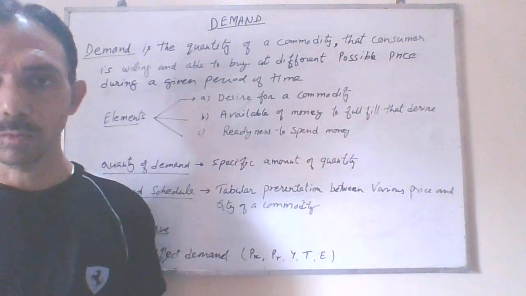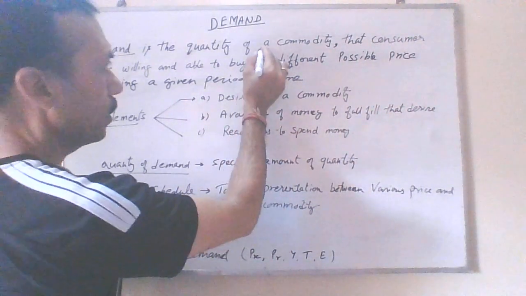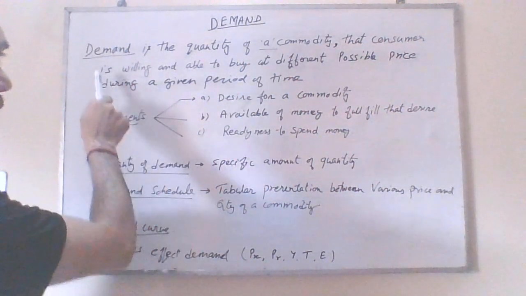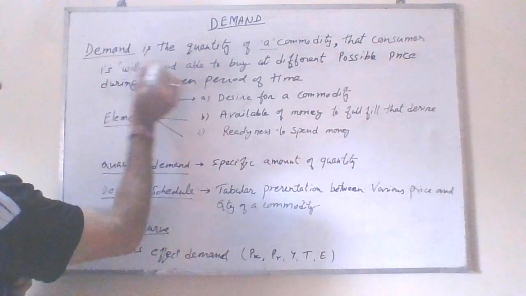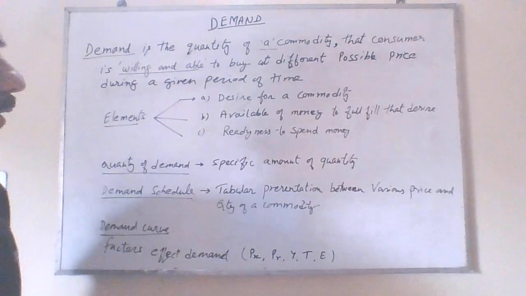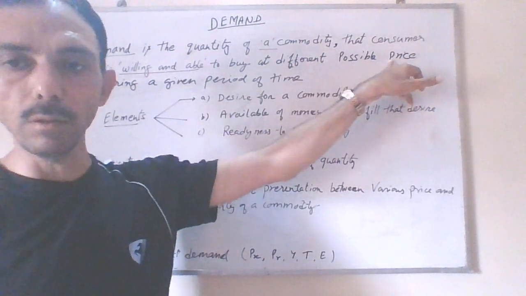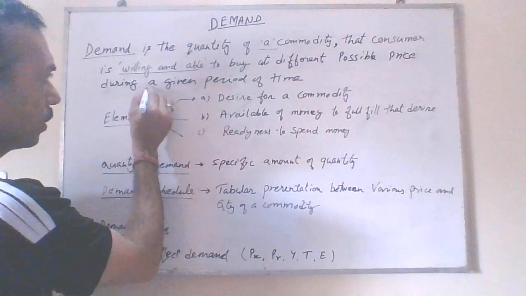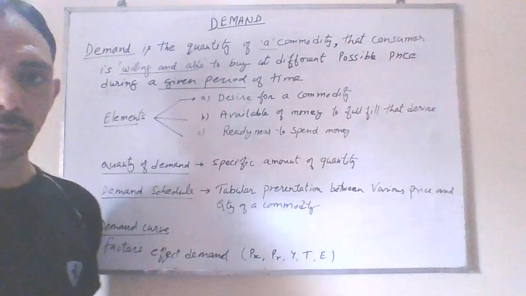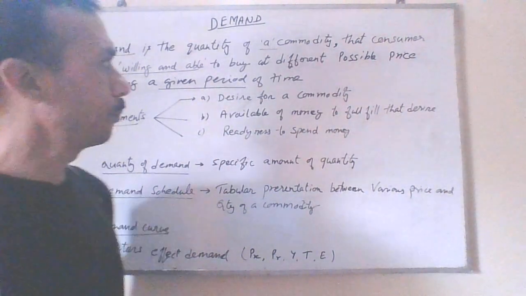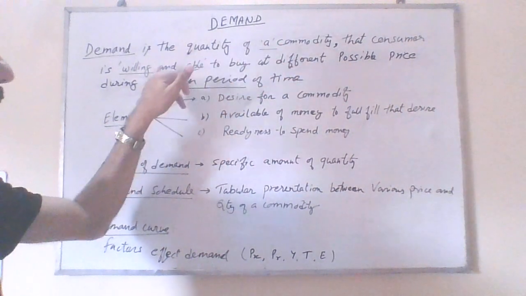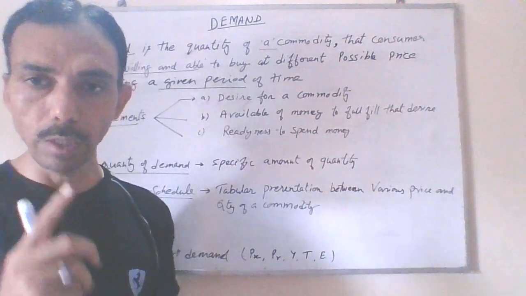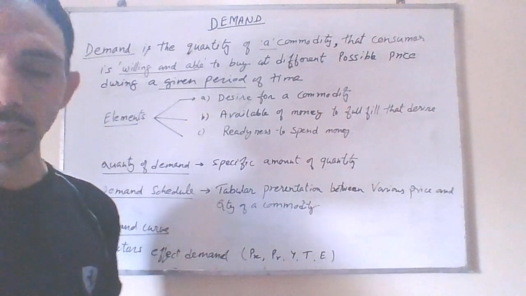Demand is the quantity of a commodity that a consumer is willing and able to buy at different possible prices or a given price during a given period of time. So there are three elements: given quantity, given price, and given time.